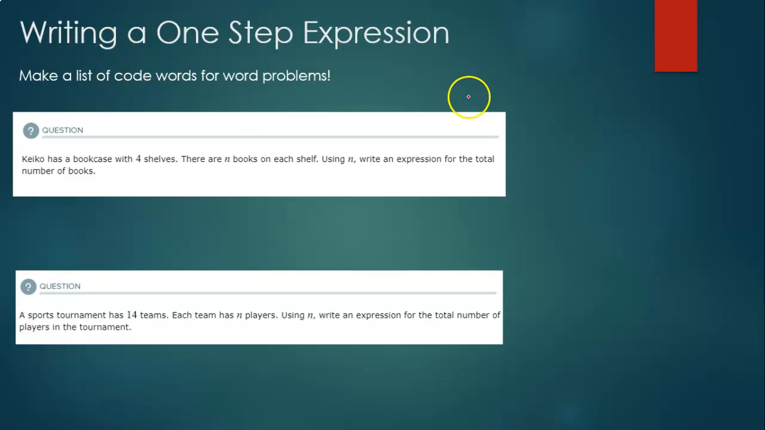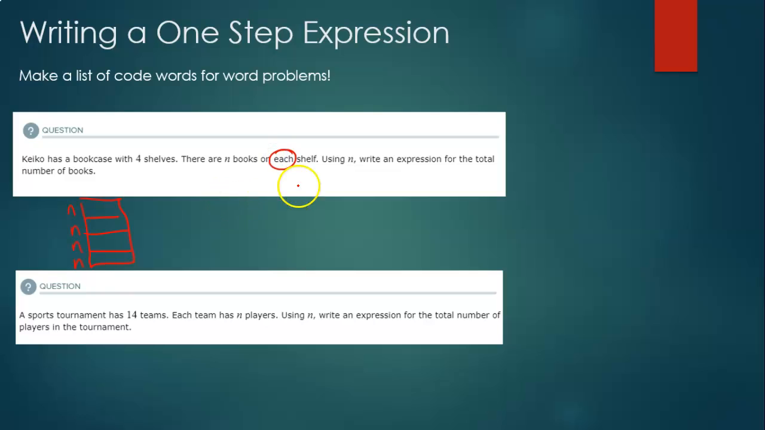Now let's try to break into some actual useful word problems. Kiko has a bookcase with 4 shelves. So we've got one bookcase with 4 shelves. 1, 2, 3, 4. There are N books on each shelf. So they're in here, in here, in here, and in here. Using N, write an expression for the total number of books.